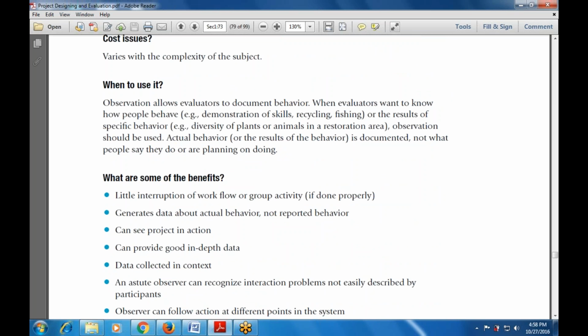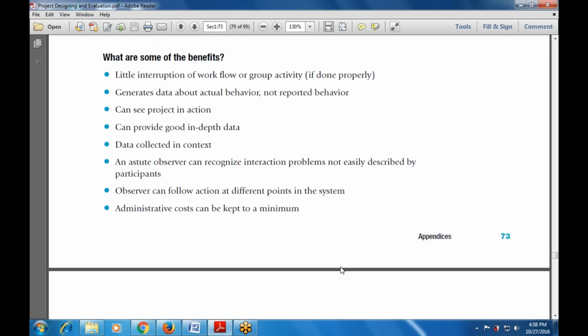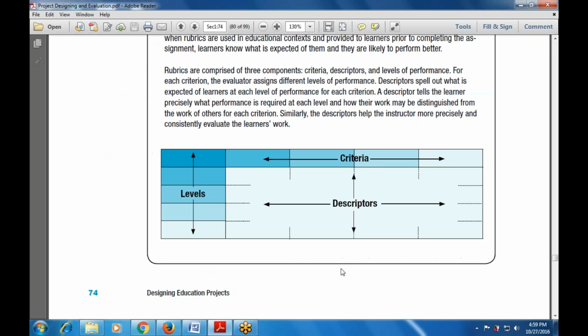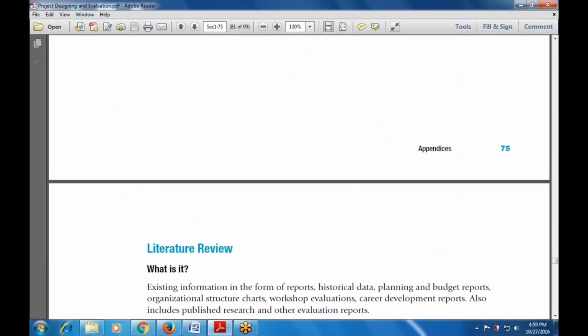Now, what are some of the benefits of observation? There is little interruption of the workflow of the group activity if it is done properly. It generates data about actual behavior, not reported behavior. You see the project in action. It gives good in-depth data, and data is collected in context. As for limitations, it is very time consuming, and the data may lose focus.